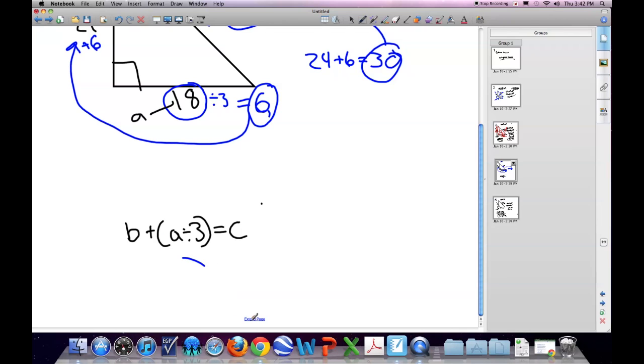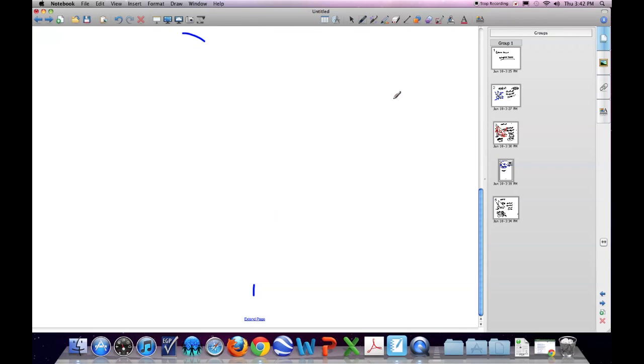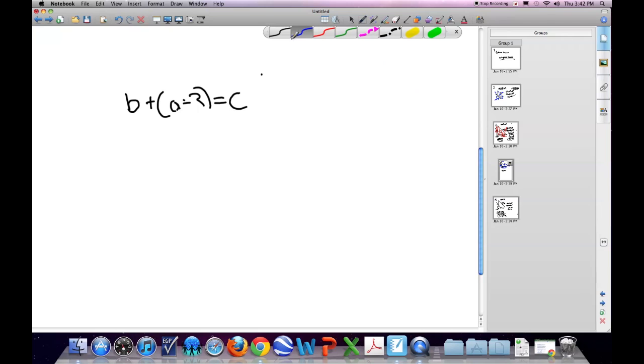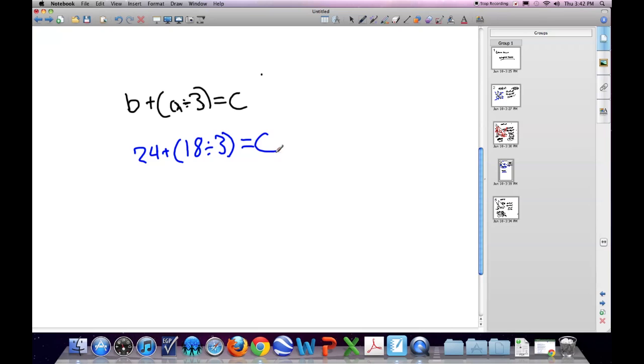So let's see. Oops. Whoa, whoa, whoa. Let's get up here. Now, let's go back. So you've got B plus A divided by 3 equals C. So let's plug in the numbers. B equals 24 plus A equals 18 divided by 3 parentheses equals C. Now we already did this. We know 24 plus 6 equals 30. And that's correct.